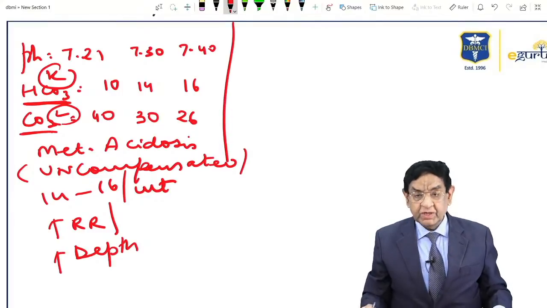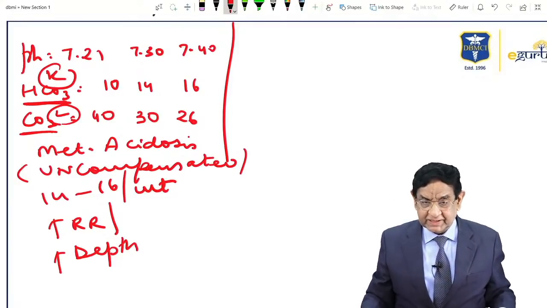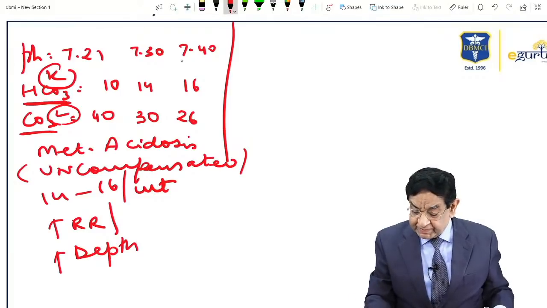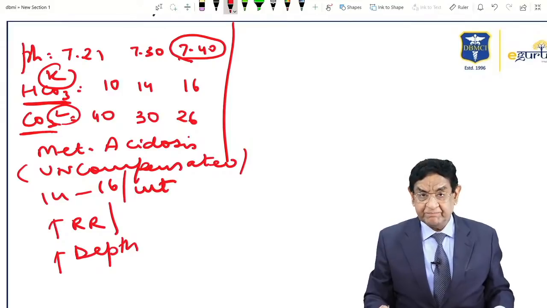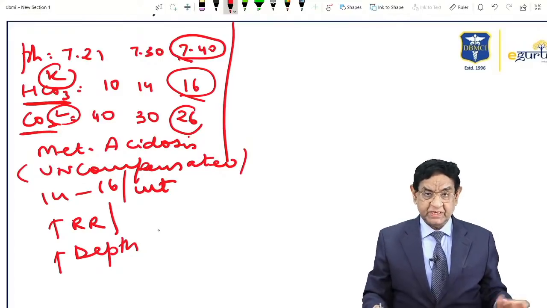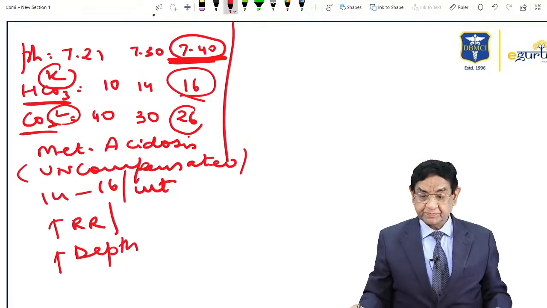Although there is a definite formula, I'm going to discuss it a little later on. But as of now, just learn that finally the pH has been brought to normal. Brought to normal is compensated, and of course CO2 has gone down and bicarb has gone up. But look at the pH, this is compensated.